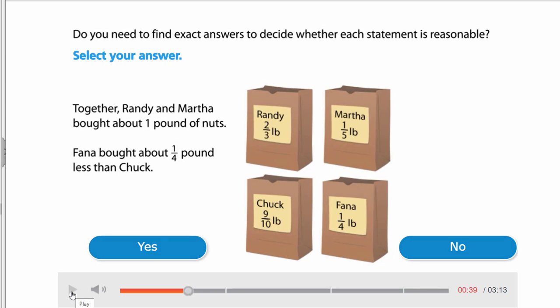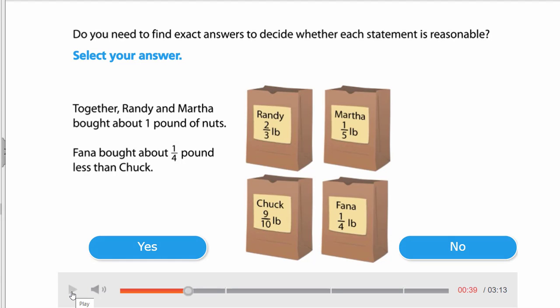What do you think, Abdurrahman? We need to find the exact to judge, to say that it's reasonable, yes or no. We need to find the exact.